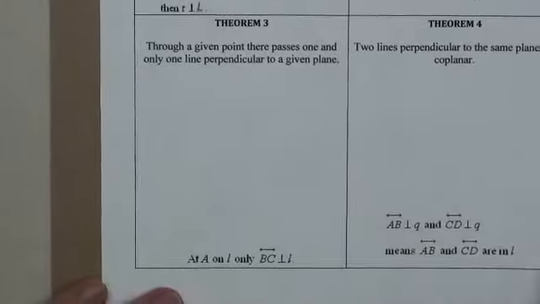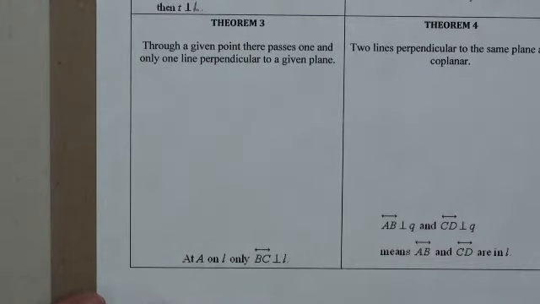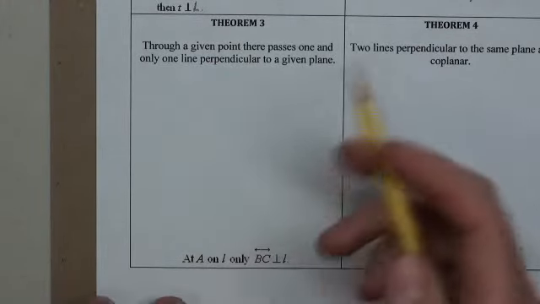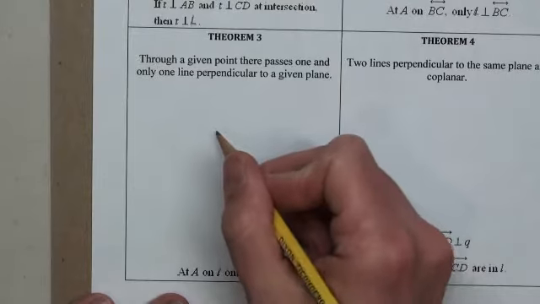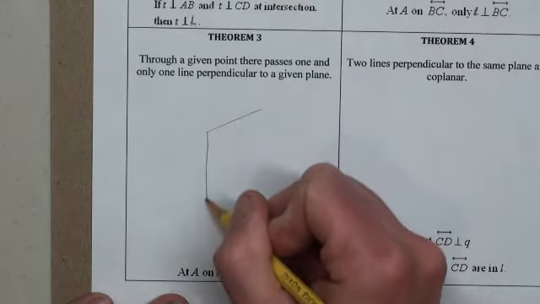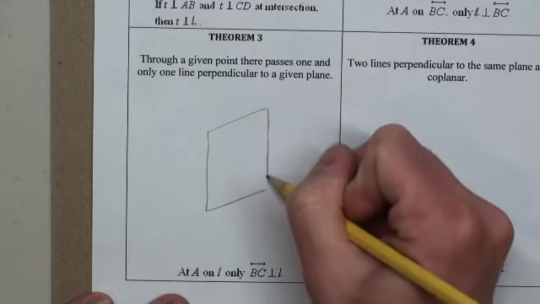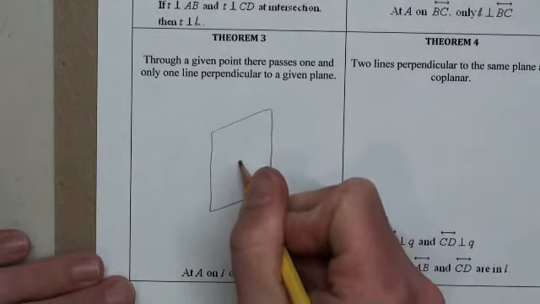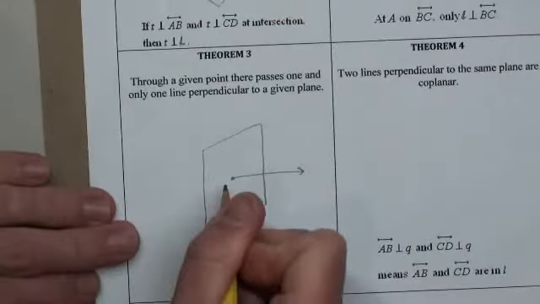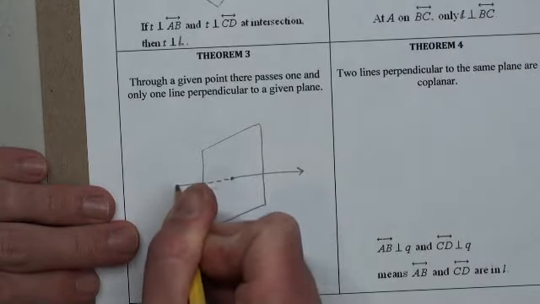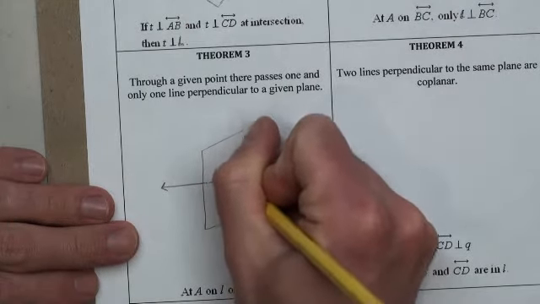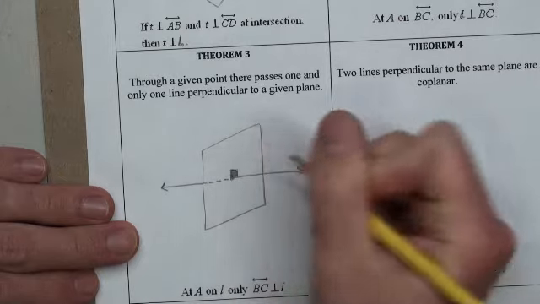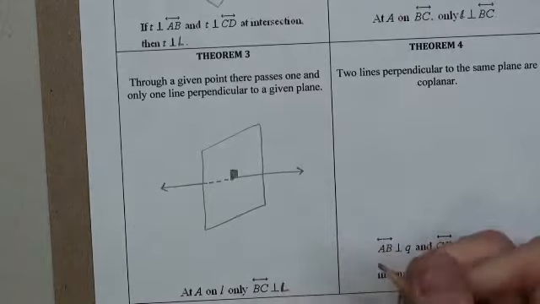Let's look at the next theorem. Through a given point there passes one and only one line perpendicular to a given plane. This is basically the exact same thing as the last theorem. So let's just draw essentially the same picture that we had before. Okay, so let's say it crosses here, comes this way, and then it's behind the plane, and it comes out this way. And again, it's perpendicular to the plane. Same picture, change this. Nothing is different here.